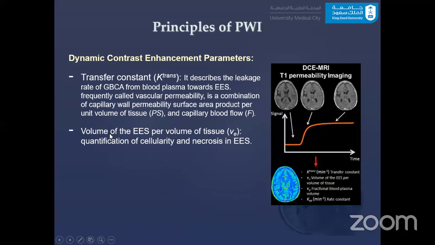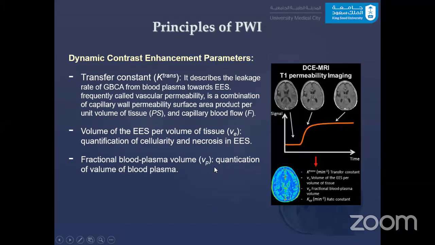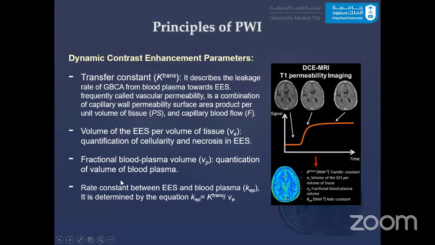The volume of extravascular extracellular space per volume of tissue is called VE. It's a quantification of cellularity and necrosis of the tumor. Fractional blood plasma volume is a quantification of the volume of blood plasma. The rate constant between the extravascular extracellular space and blood plasma is called KEP. It is determined by the ratio of K-trans over VE.